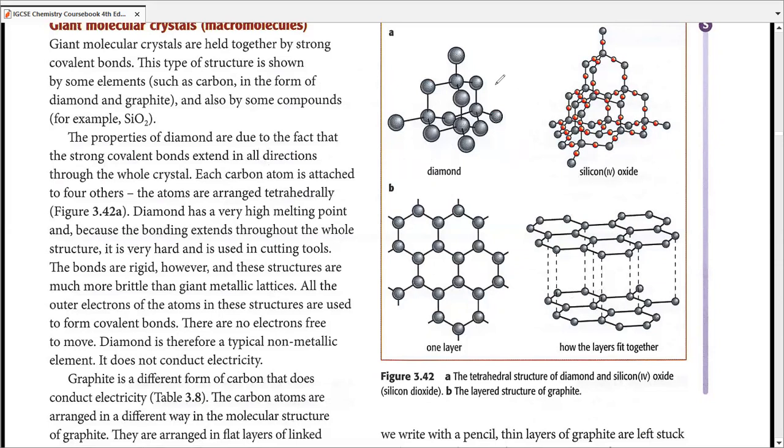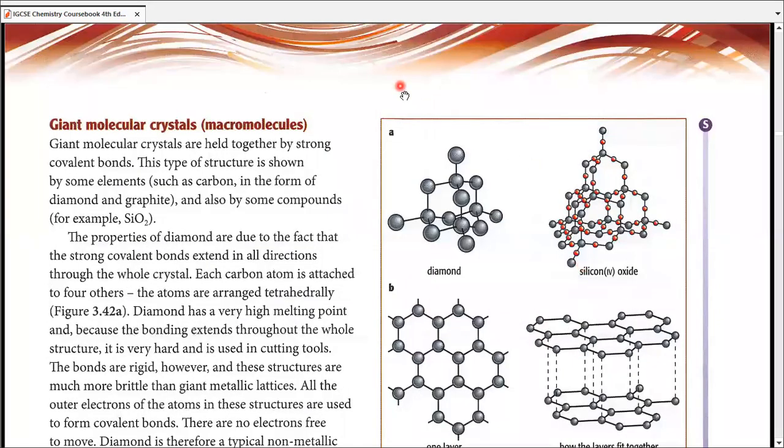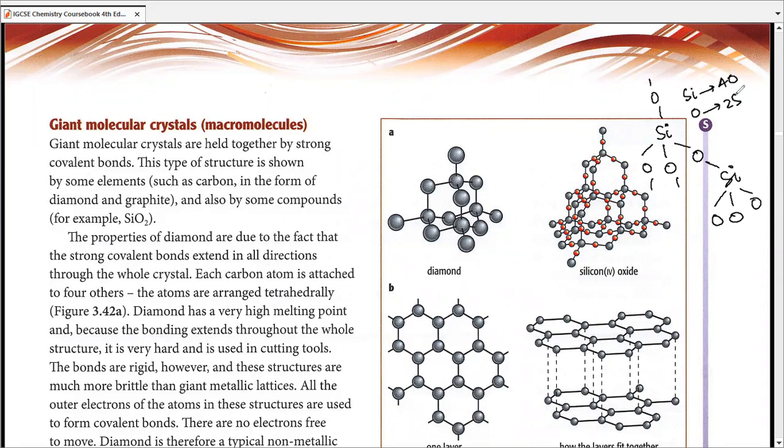Okay, good. The last one is silicon 4 oxide, which is not explained in the book, just the diagram is given for it. But let me explain, and you might want to draw it down. Every silicon atom is bonded to four oxygen atoms, and every oxygen atom is then bonded to another silicon atom, which is then bonded to more oxygen atoms. So silicon to four oxygen atoms and oxygen to two silicon atoms.